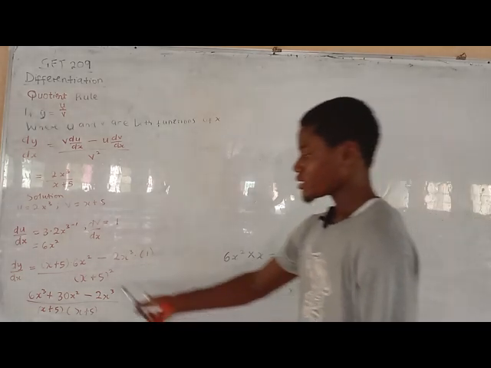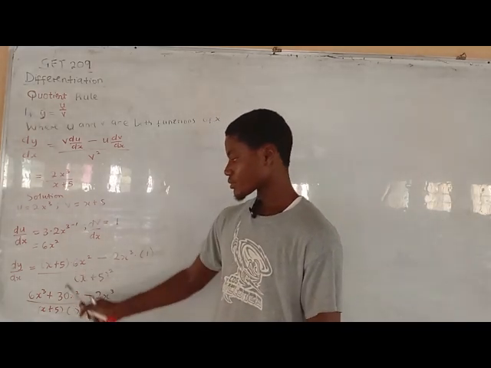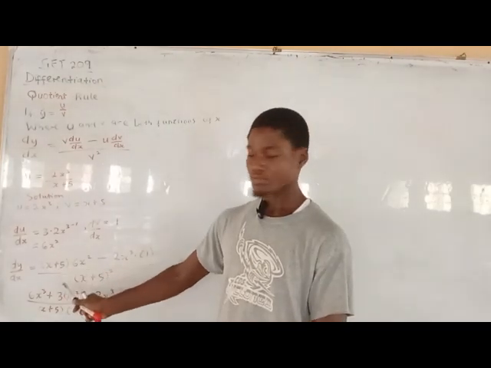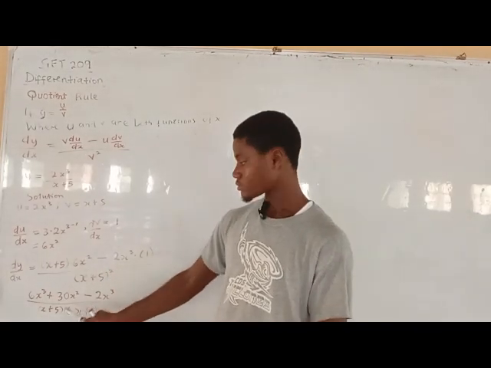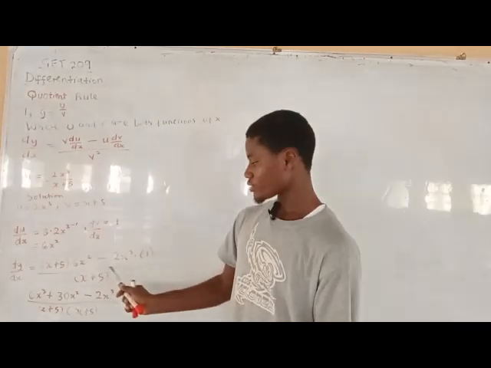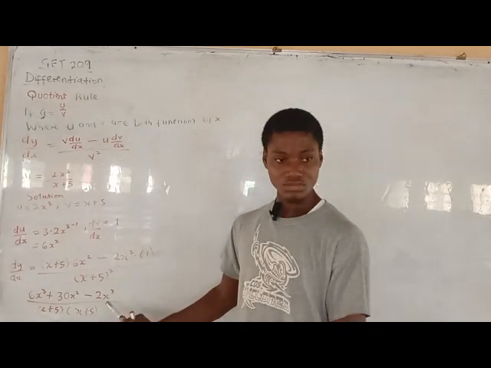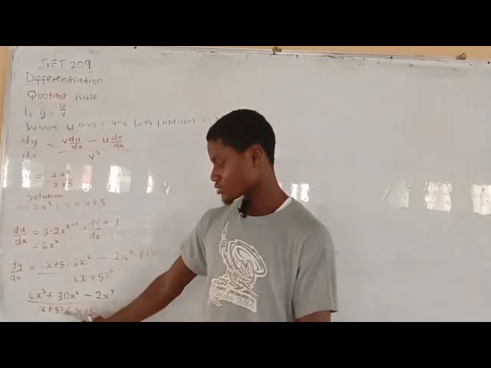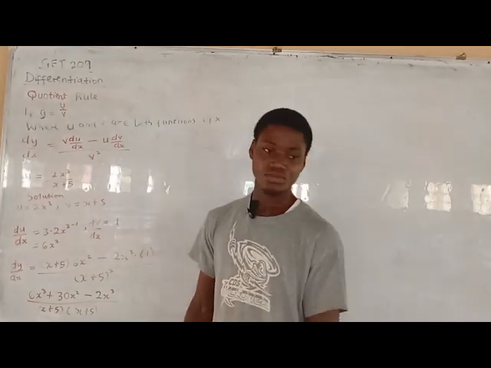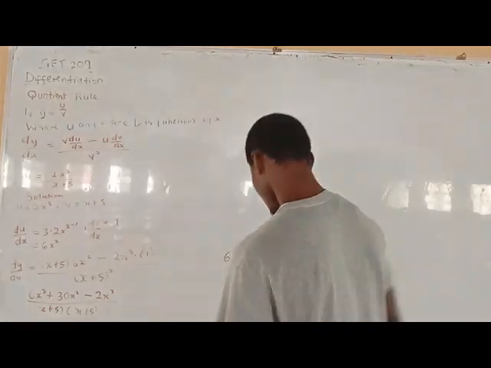Now we know that 6x squared times 5. 5 and 6 are numbers. So 5 times 6 is 30. x squared remains the way it was. Minus this times this is the same thing. Anything times 1 is that thing. So this one raised to power 2 means this one times this one, that's it times itself. Okay.